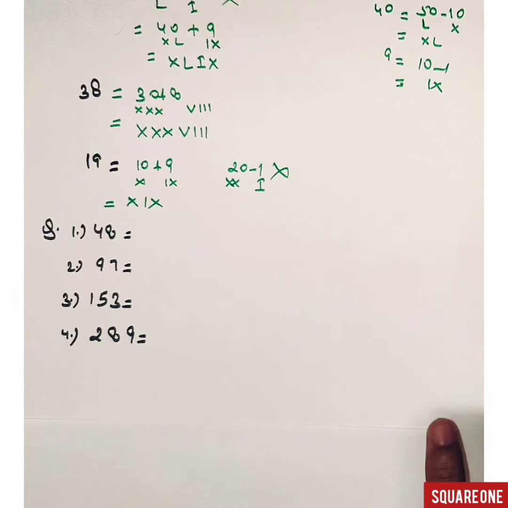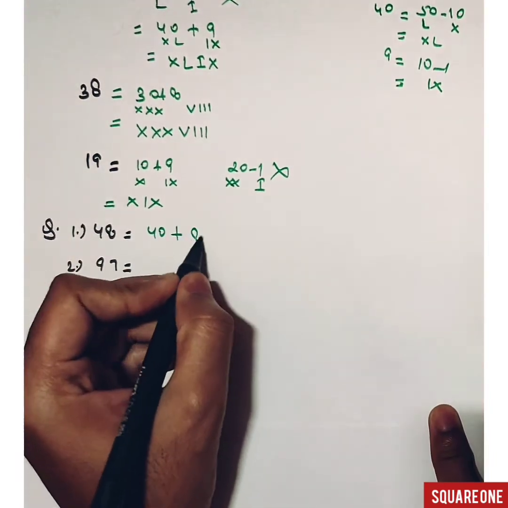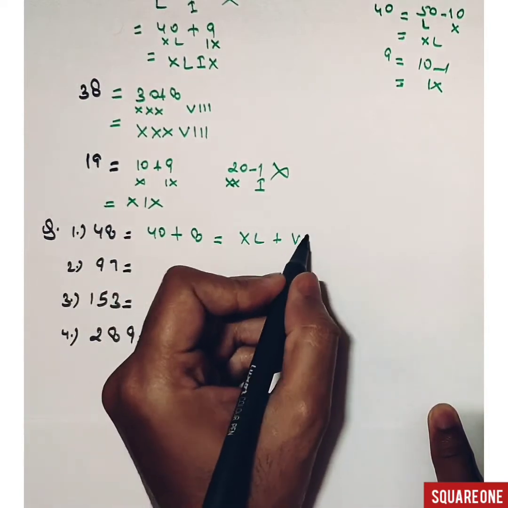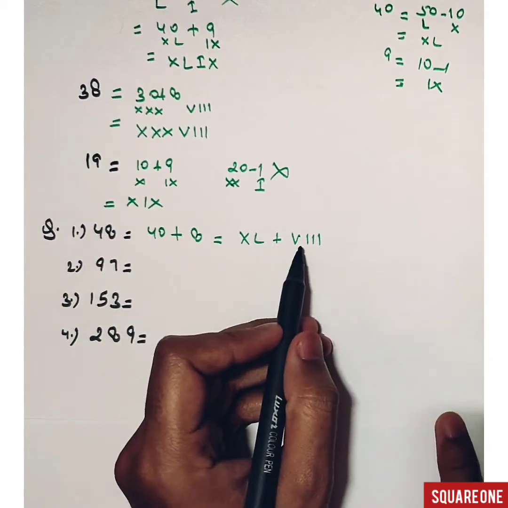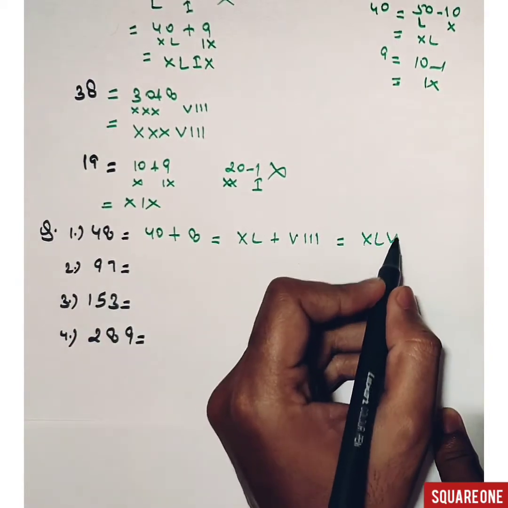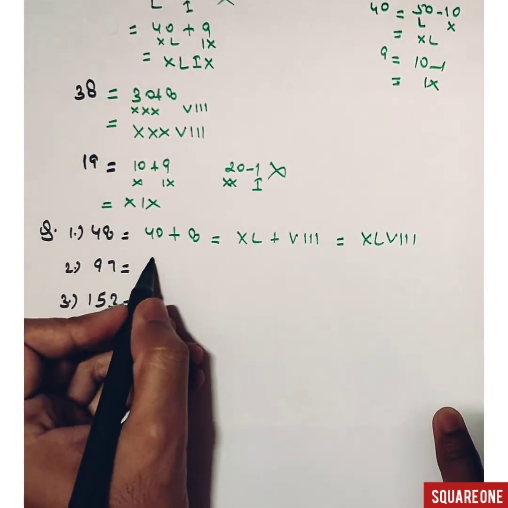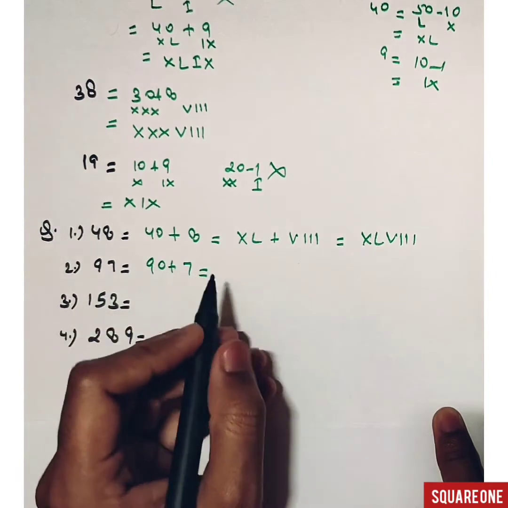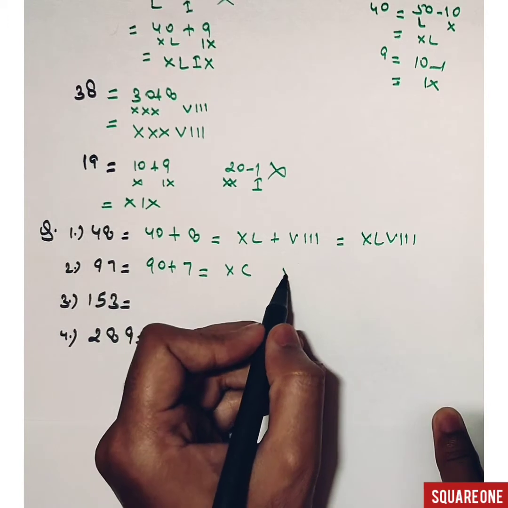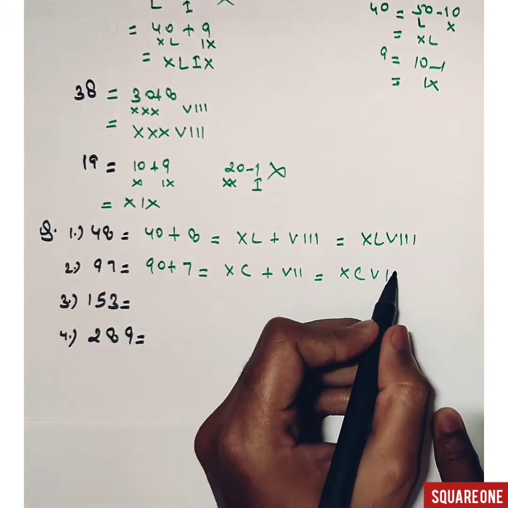Now let us take up some questions. The first question is 48. 48 can be written as 40 plus 8. 40 is written as XL. 8 is VIII. In addition, smaller value is added and written on the right hand side, XLVIII. This becomes our answer. 97 is written as 90 plus 7. This is XC and 7 is VII. In addition, we write the smaller value on the right hand side.